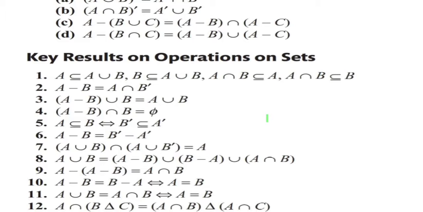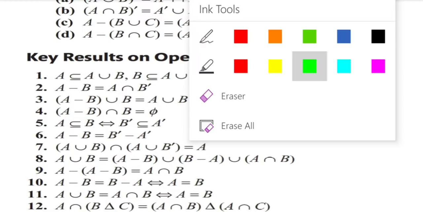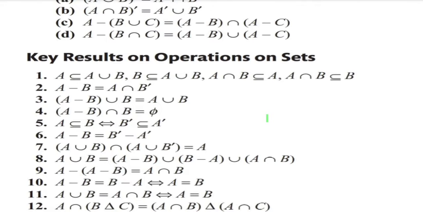Here difference means the element belongs to set A but not to set C, that is A difference C, right? Now we move to the next definition, that is A difference (B intersection C) which equals (A difference B) union (A difference C). These are all properties on De Morgan's law, right?